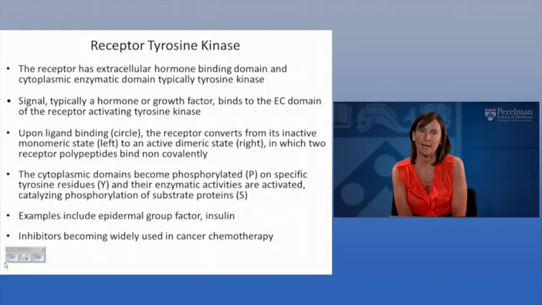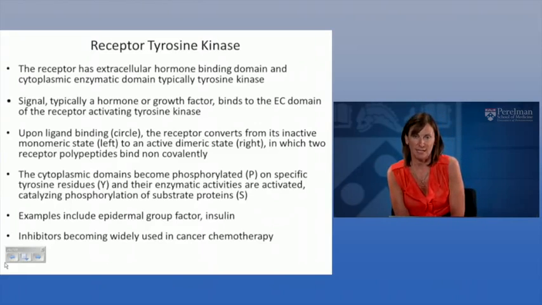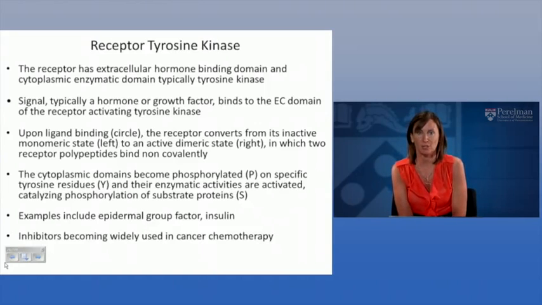The signal, in the example of receptor tyrosine kinase, typically a hormone or a growth factor, binds again to the extracellular domain of the receptor and it activates the enzyme. Upon the ligand binding, and I'll show you a picture in a second, the receptor converts from its inactive monomeric state to a dimeric state, exactly the same steps as the cytokine receptors, in which two receptor polypeptides bind non-covalently. The cytoplasmic domains in this example become phosphorylated on the specific tyrosine residue, and their enzymatic activities are activated as a result of phosphorylation.